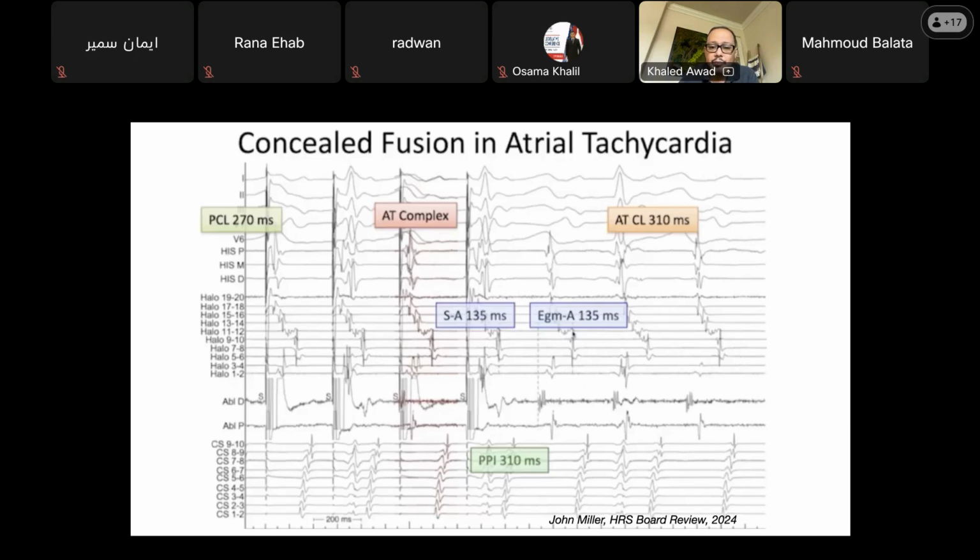You need to use it. These are the principles of EP. If you don't understand this, you'll never understand EP. Trying to show you some of these. I stole this from John Miller from the board review.